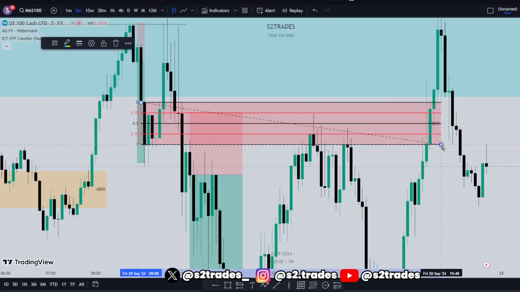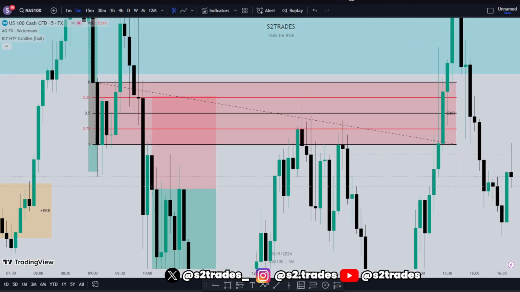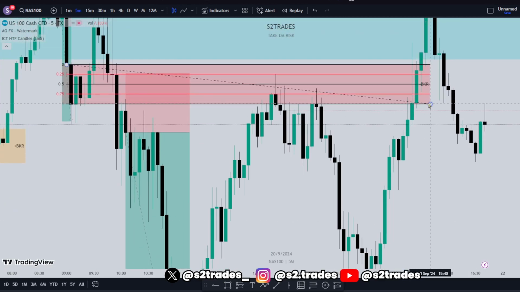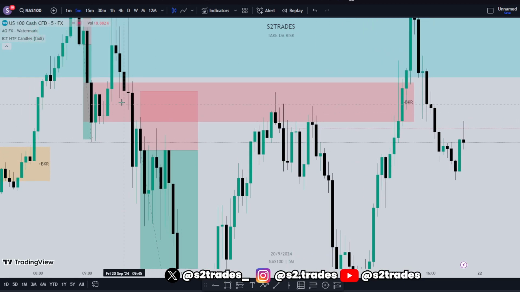And this is my argument to the people that say that ICT is just patterns. Okay, they say ICT is patterns, but look at this. Is this a coincidence? Tell me, is this a coincidence? It literally touched into the 0.25 and then blasted down, and then boom, re-entered back into the same breaker block, touched into the trigger point, and again blasted down. And some people still say it's a coincidence. The algorithm is predictable, right? I don't know why people say that's patterns.